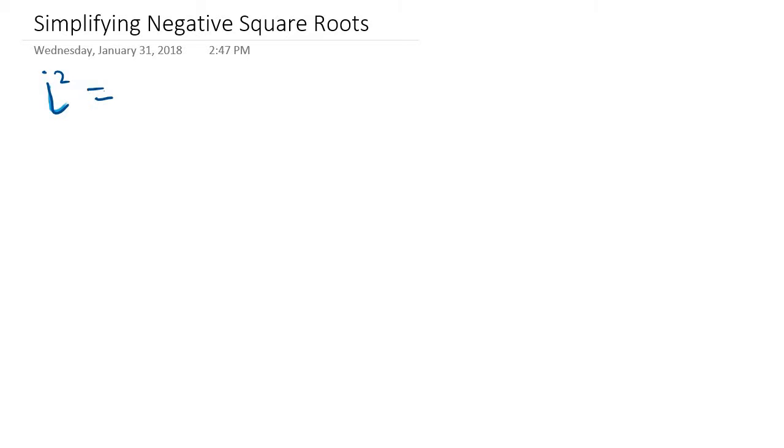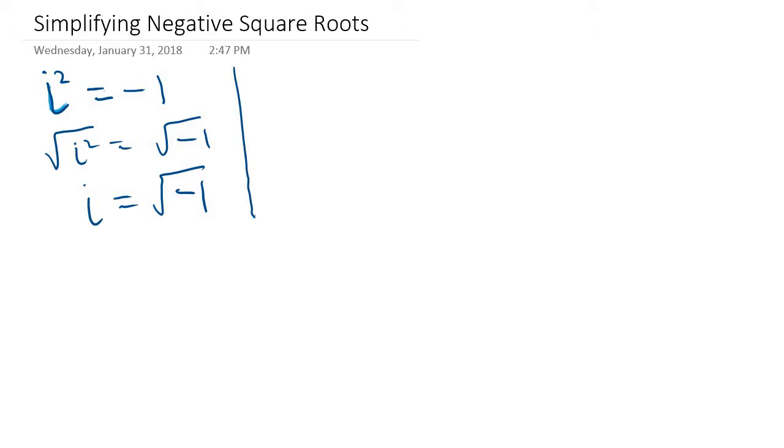Okay, in this video, I'm going to show you how to simplify negative square roots. We're going to start off with the fact that we know that i squared is -1. We learned that in class already. And so if you take the square root of i squared, you get the square root of -1. So i is the square root of -1. That's going to help us to simplify other square roots.